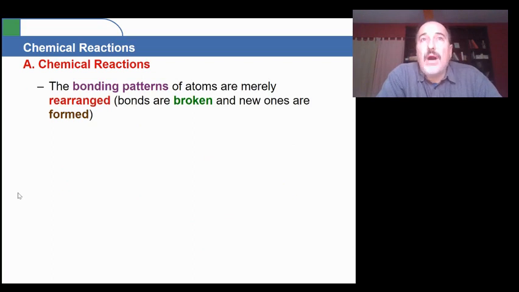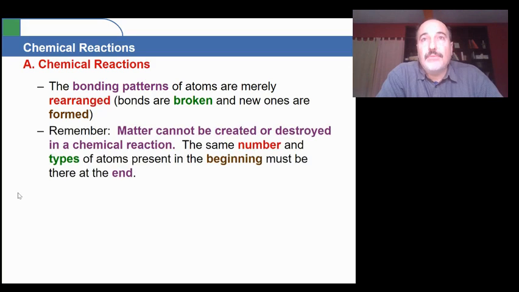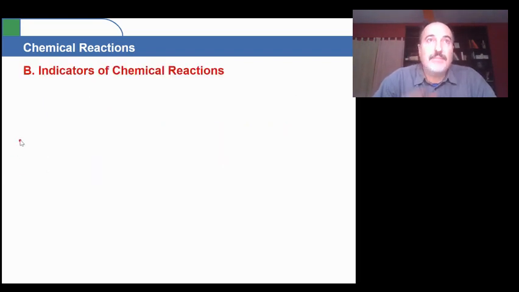What happens is that the bonding patterns of atoms are merely rearranged. Bonds are broken and new ones are formed. You cannot destroy or make new atoms in this process, at least not in a chemical reaction. Remember, that takes a nuclear reaction to do. But in a chemical reaction, the bonding patterns are merely rearranged. So the same number and types of atoms that are present in the beginning must be there at the end, no matter what. And that's why we can balance equations.